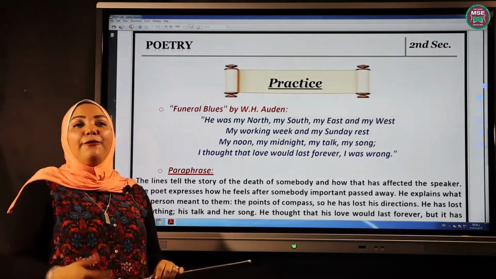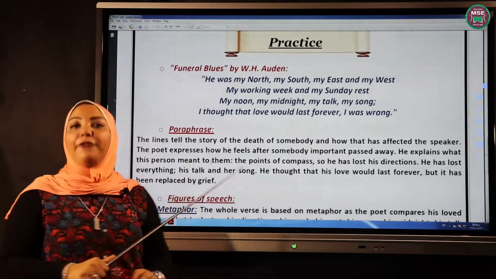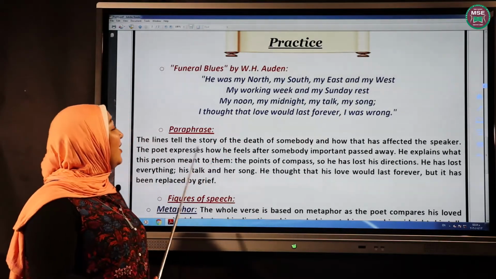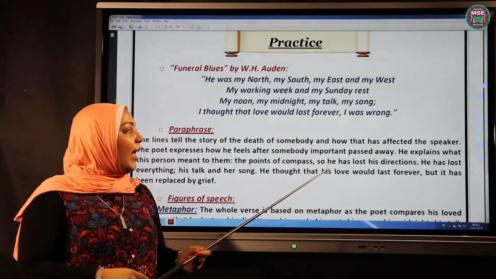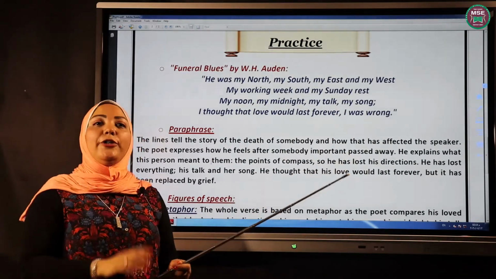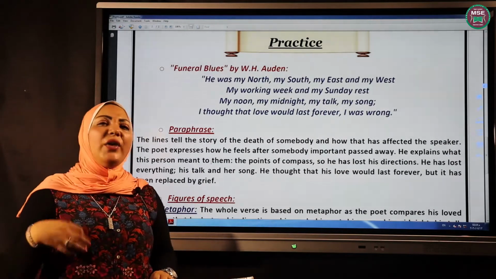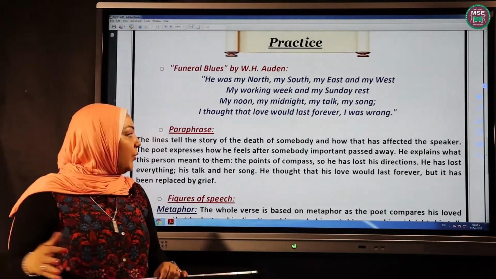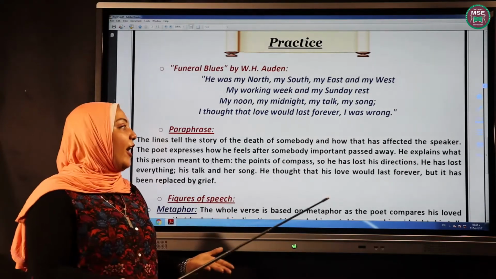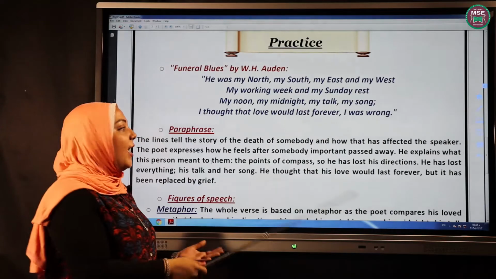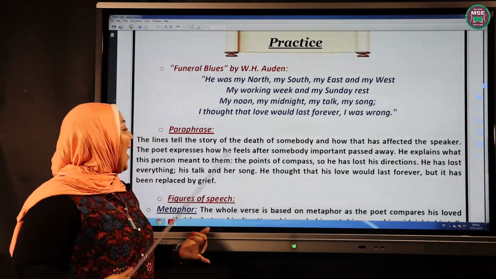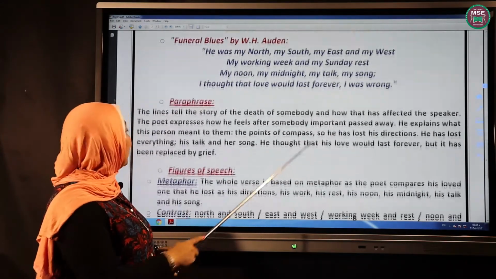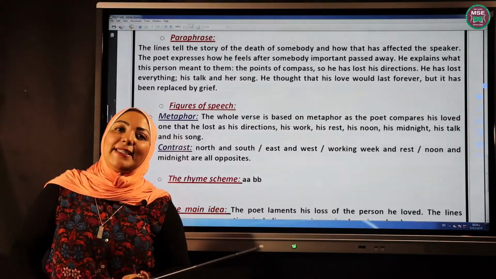So now we can be ready for the first step, which is the paraphrase, explaining. So, as we read in the previous lines, here the lines tell the story of the death of someone and how that has affected the speaker, the poet here. The poet expresses how he feels after somebody important passed away. He explains what this person meant to him. The points of the compass, it means the directions. So he has lost his directions. He has lost everything, his talk and his song. He thought that his love would last forever, but it has been replaced by grief. And grief here is sadness.